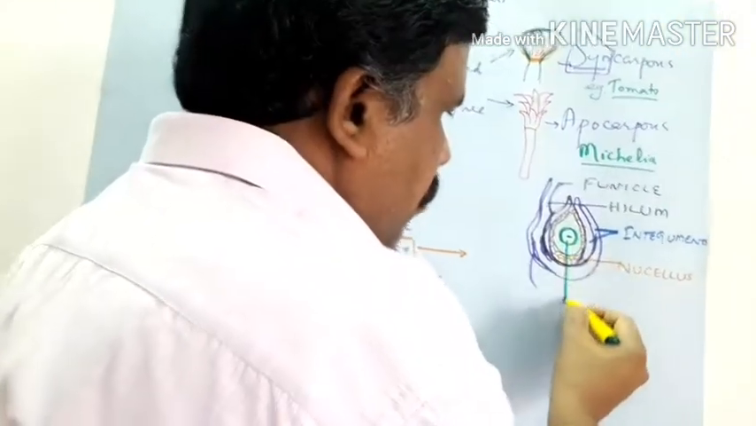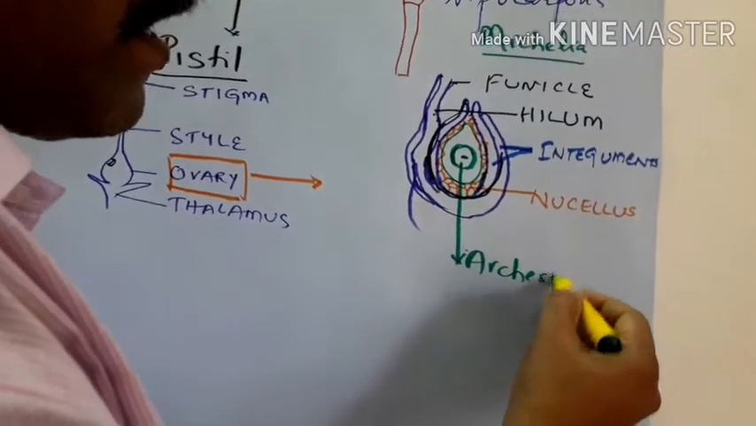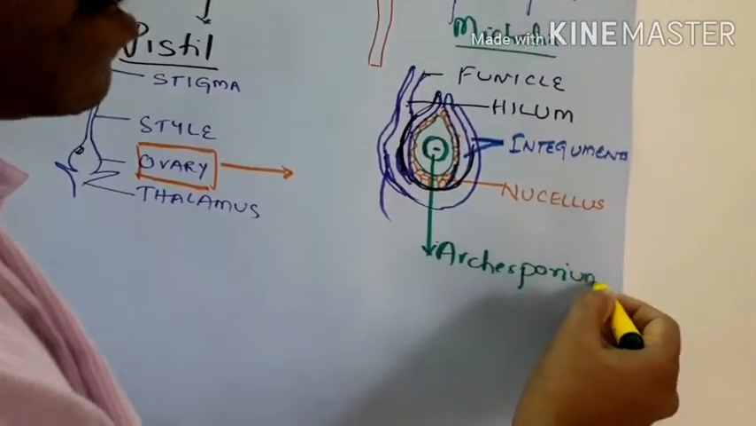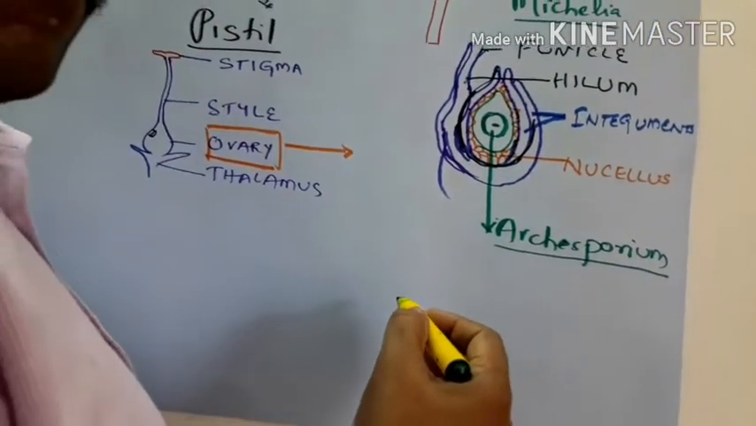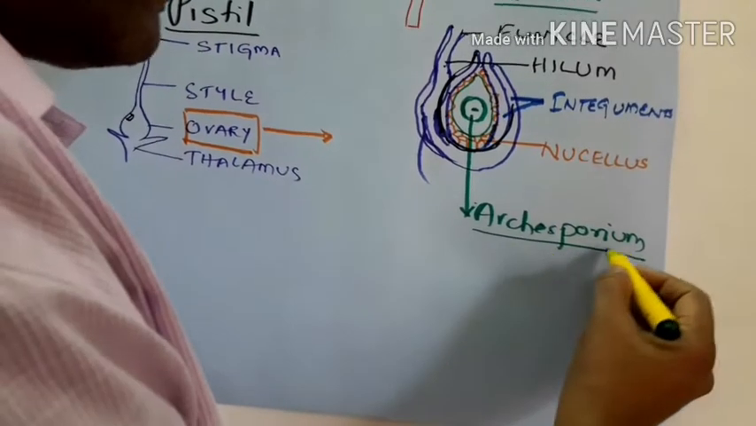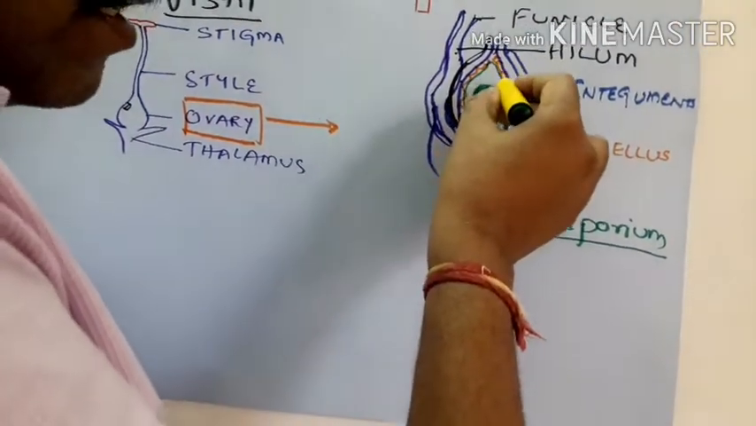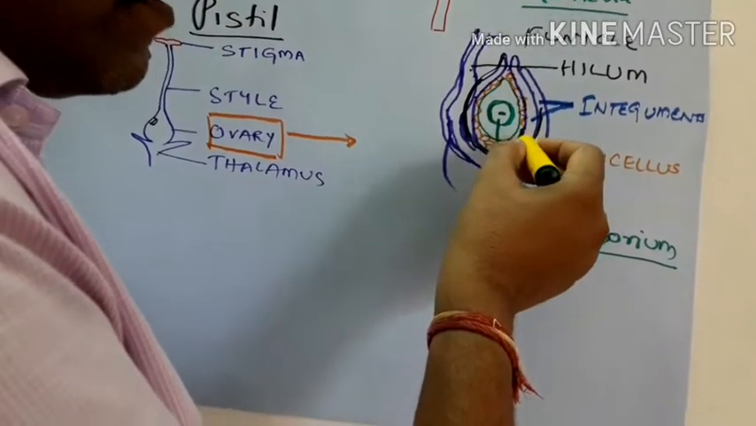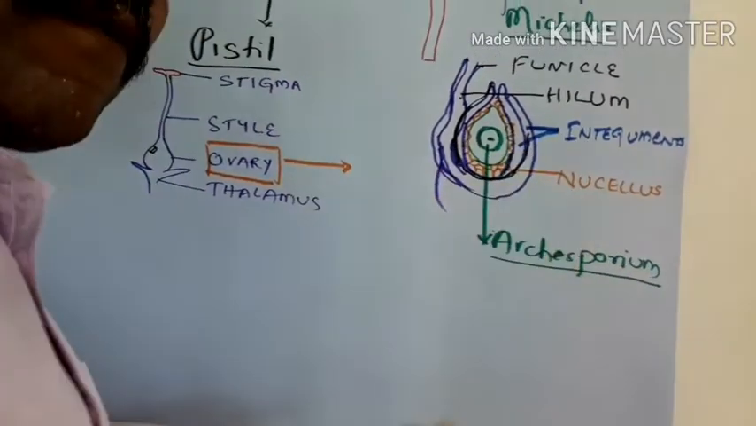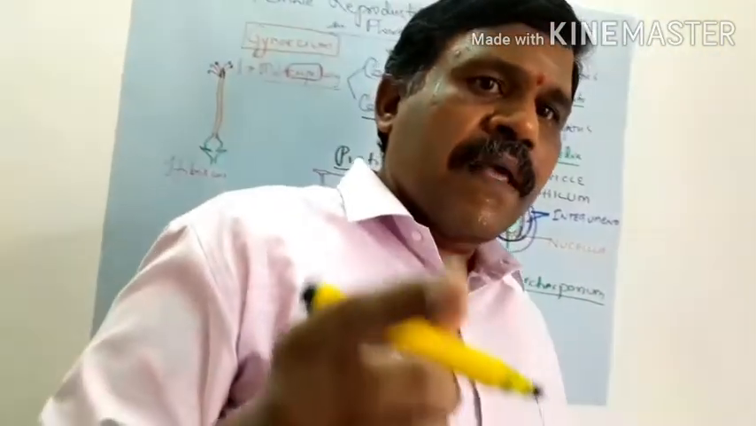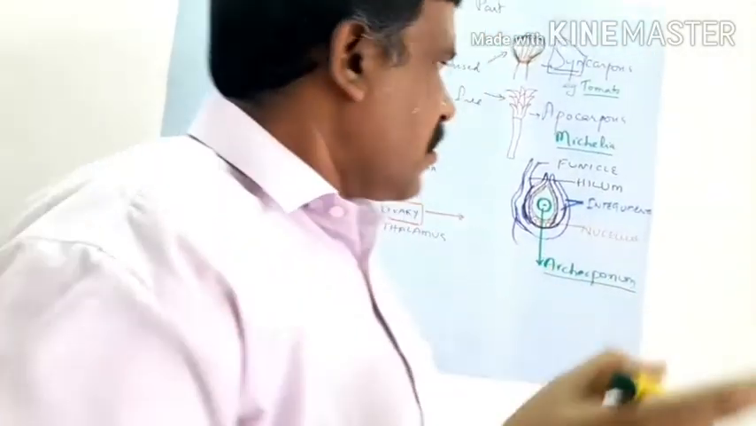The sporogenous tissue we can also call archisporium. This sporogenous tissue is also called archisporium or archesporial cells. So this is what is present inside, enclosed by the nucellus. So the nucellus is a nutritive tissue here. What is the nutritive tissue in the case of the pollen sacs? It's called tapetum. So just like that you have to remember. So this is the nutritive tissue.